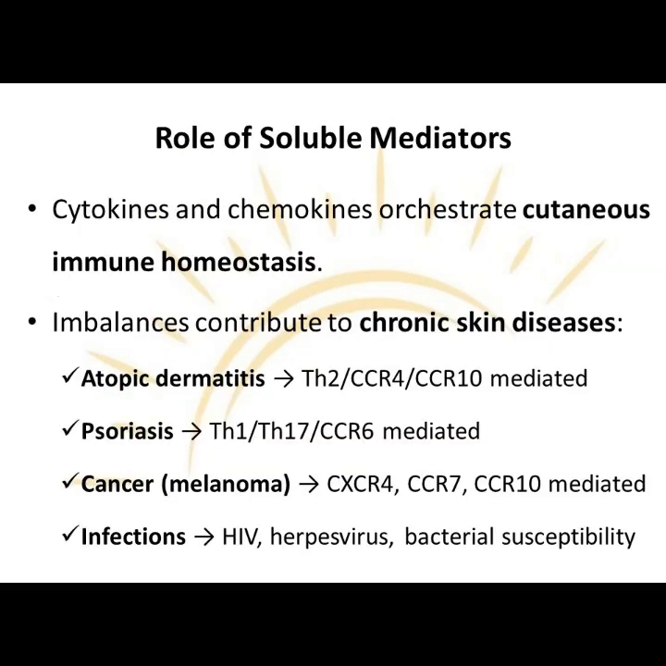Role of soluble mediators. Cytokines and chemokines orchestrate cutaneous immune homeostasis. Imbalances contribute to chronic skin diseases. In atopic dermatitis, Th2 cells, CCR4 and CCR10 are involved. In psoriasis, Th1, Th17 and CCR6 are involved. In cancer metastasis, such as melanoma, CXCR4, CCR7 and CCR10 are involved. Infections such as HIV, herpes virus and bacteria provide susceptibility.